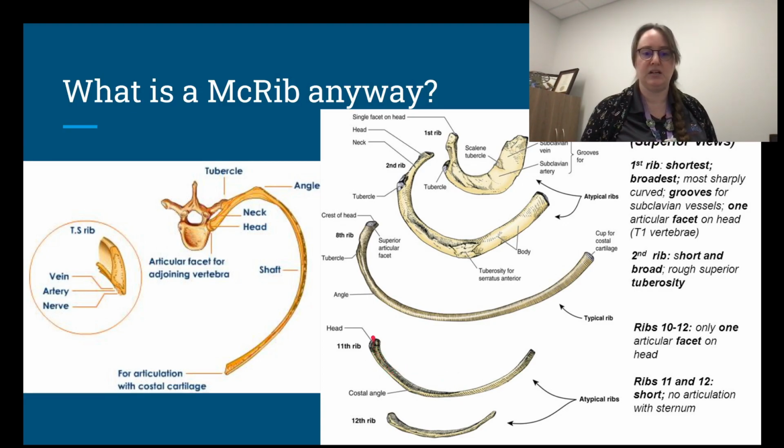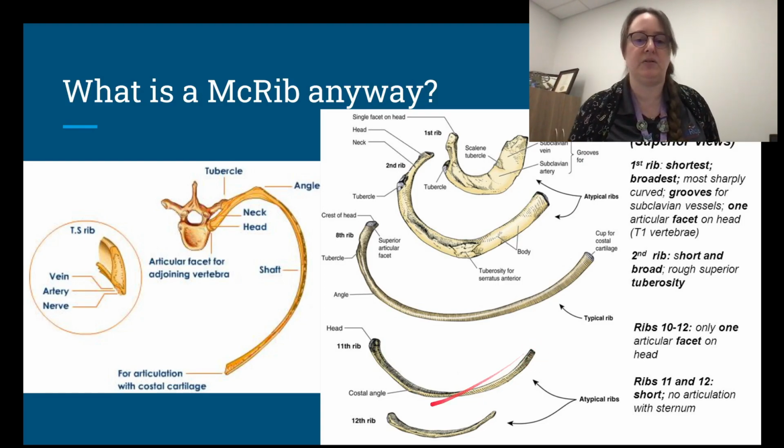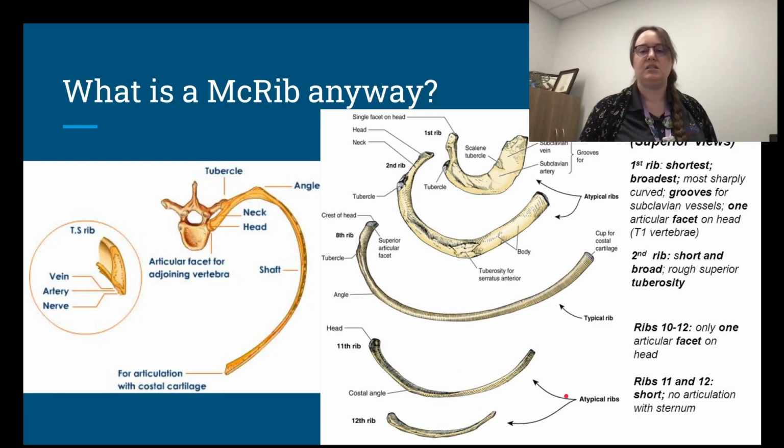So the 11th rib right here, it has a head. You don't see a tubercle on it because it's kind of a floater. And again, it does have a bit of an angle, but it doesn't have a cusp for attaching to costal cartilage because it doesn't attach. It's a floating rib. Same thing, 12th rib, very small.